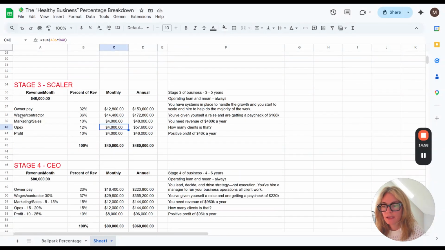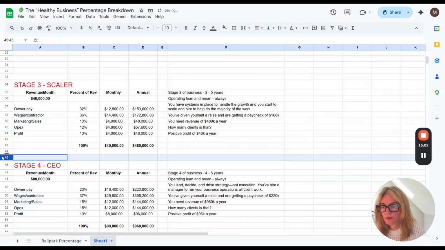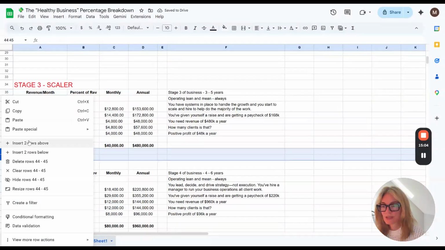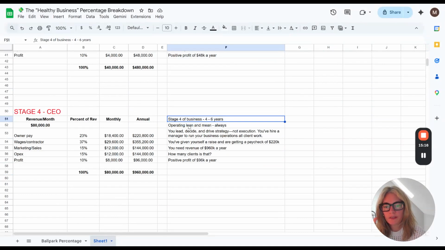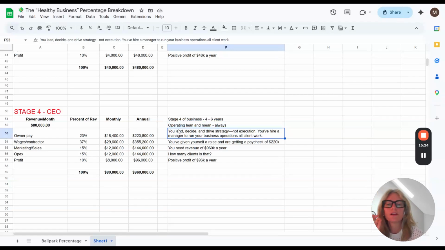And then finally, the most exciting stage of all is what I'm calling the CEO stage. This is stage 4 of your business, 4 to 6 years, maybe more, maybe less. You're always operating lean and mean, always keeping an eye on your costs to make sure they stay in range. In this stage, you are leading, you're deciding, and you're driving strategy, not execution.